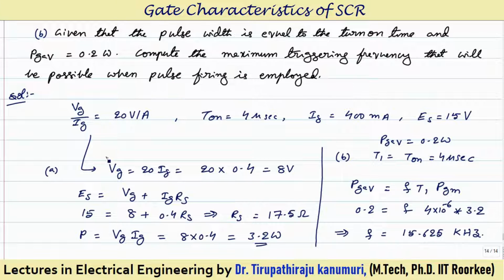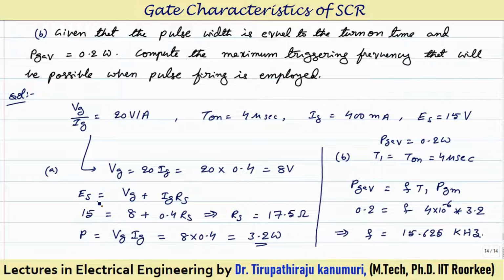So from the given data, we can tell Vg by Ig is equal to 20 volts per ampere. From this I can write Vg is equal to 20 times Ig. So Ig is already given, 400 milliamperes is mentioned here. So 400 milli means 0.4. This is 20 multiplied by 0.4. This is equal to 8 volts.